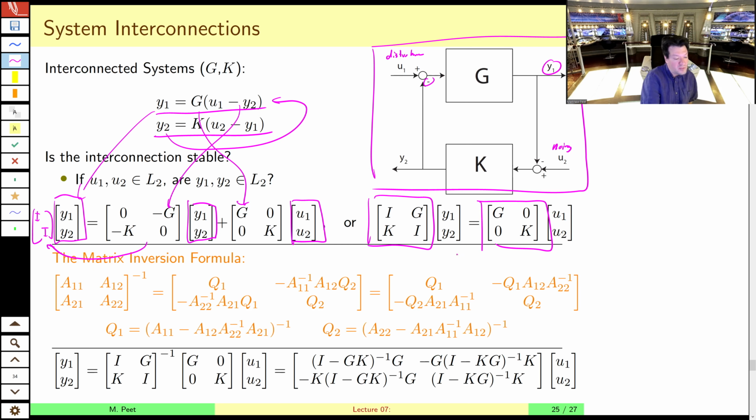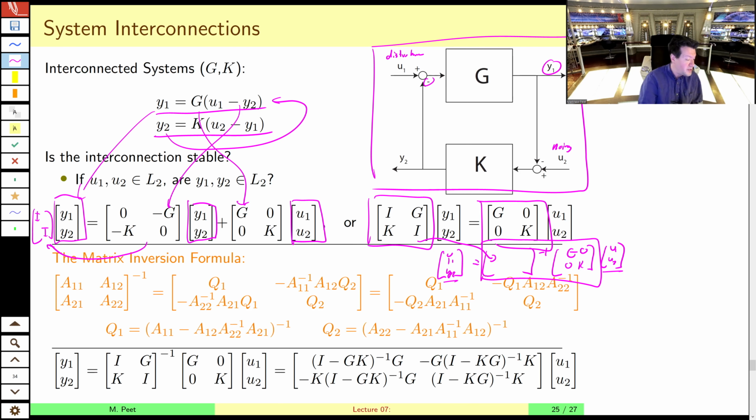And so now we can go even further. We can say, well, y1, y2 is equal to this matrix inverted. We can take the inverse of this matrix on both sides. Take the inverse, that's minus 1, times G, 0, 0, K, u1, u2. And so we can find an explicit expression for the outputs as a function of the inputs, right? We can simplify this block diagram using block diagram algebra. And block diagram algebra only works if you have an algebra, obviously.